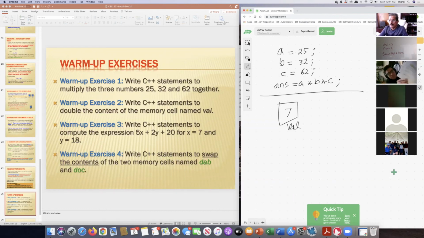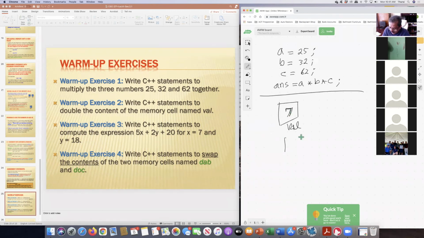Basically, you're doing the multiplication, but you're putting the answer in some other memory. So that's like this. Your val has 7, you are taking double of that and putting it somewhere else. Some other name has the 14. That's not good enough. The new number should replace the 7.